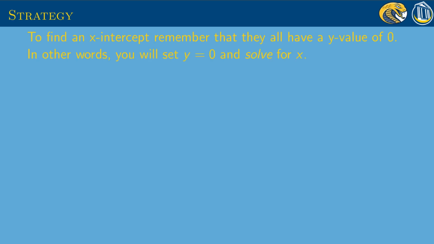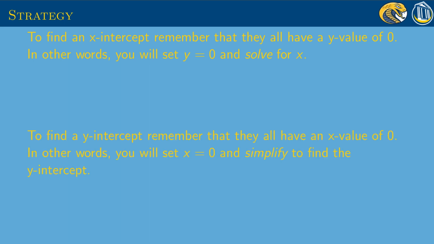In order to find an x-intercept, remember, they all have a y value of 0, which means we can set y equals 0 and then solve for x, figure out what values of x cause the equation to be true. Similarly, to find the y-intercept, since that has an x value of 0, we can set x equals 0 in the problem and then simplify the polynomial in order to find the y-intercept.